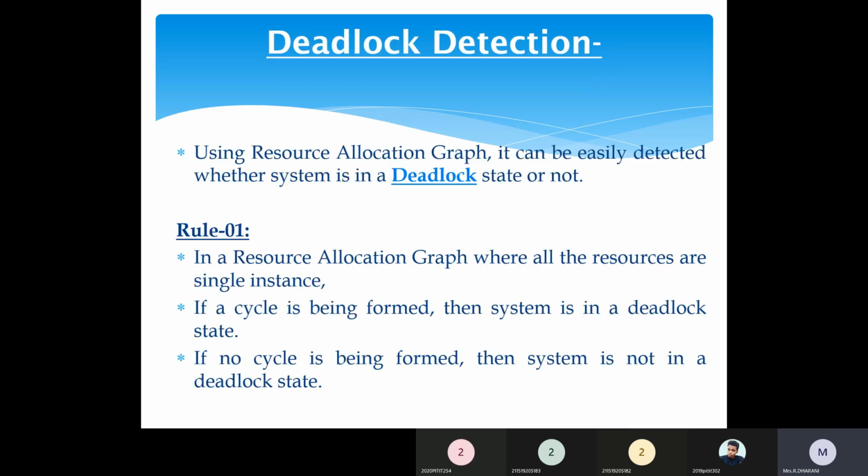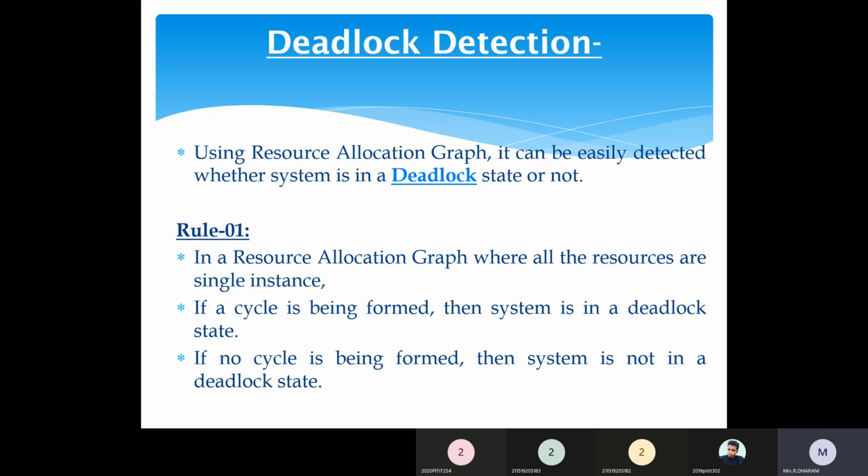Okay, now deadlock detection. We saw many strategies to avoid a deadlock. Now deadlock detection. Why was the resource allocation graph concept introduced? Because this can be used for detecting deadlock, whether the system is in a deadlock state or not. So the main purpose of the resource allocation graph is that it can easily detect whether the system is in a deadlock state or not. With a simple diagram, one can easily determine whether the system can reach a deadlock state or is in a safe state.